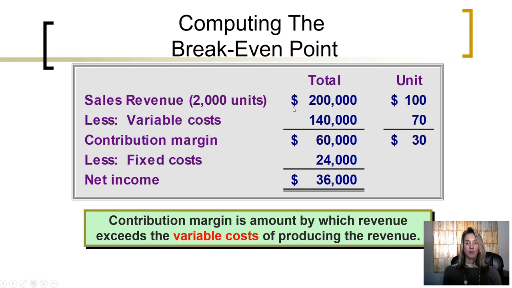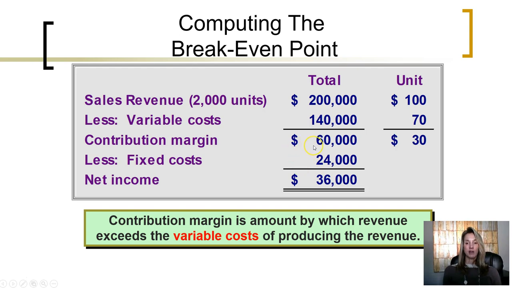If we take the revenues and first subtract out the variable cost incurred during the year, we are left with what's called the contribution margin. The contribution margin is the amount by which revenues exceed the variable cost of producing the revenue. In other words, once the company's variable costs are covered by their revenues, they have $60,000 remaining to help them cover the fixed costs they incurred during the period.